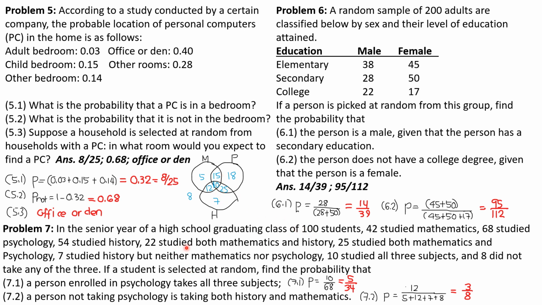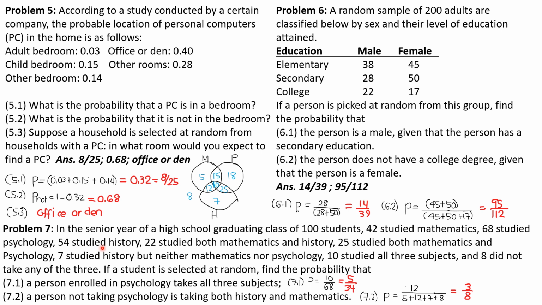Then 22 studied both mathematics and history. Mathematics and history, 22. So this is the space common to mathematics and history. There are already 10 students filled in here, taking all the 3 subjects. So to make it 22, we have 12 students taking mathematics and history alone. Both mathematics and history. So 22 minus 10 is 12.